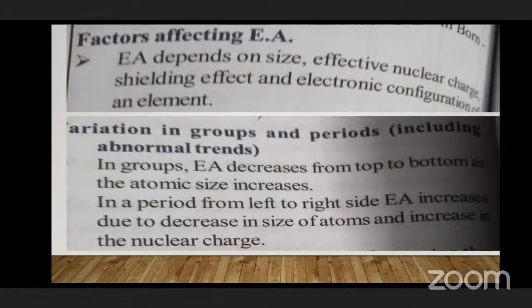Nitrogen requires 3 electrons. Similarly, halogens require 1 electron. That means they require electrons. So when an electron is added, we are ready to take the electrons. Because of that reason, what? There is an increase in the energy we are going to absorb.